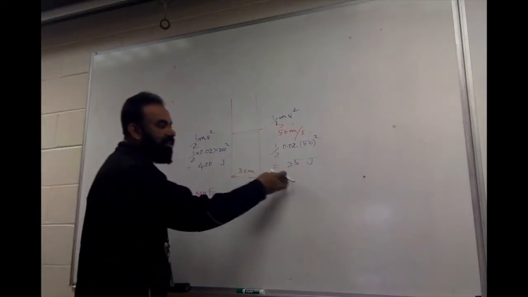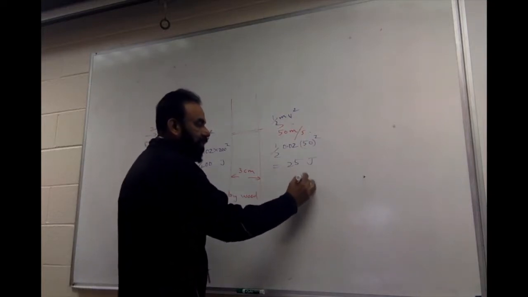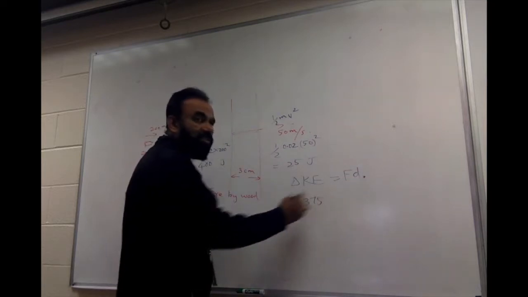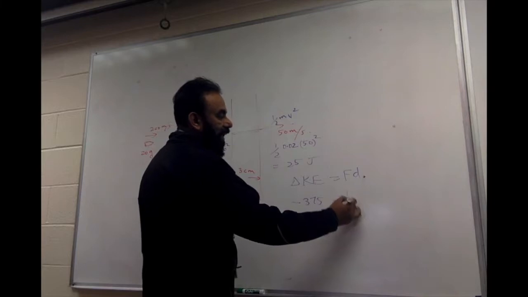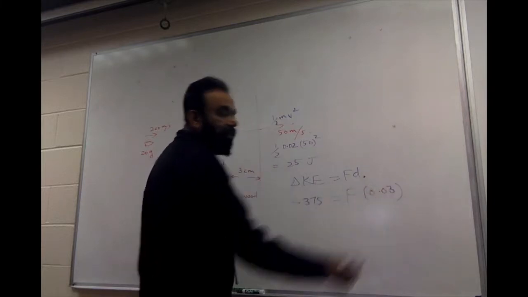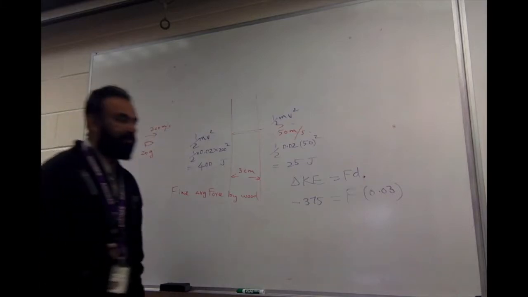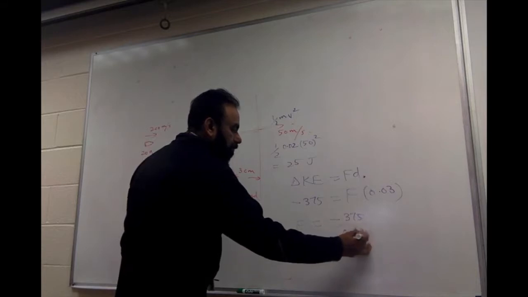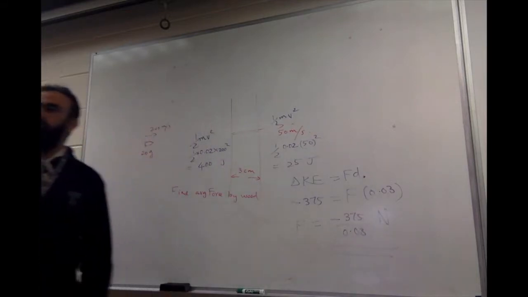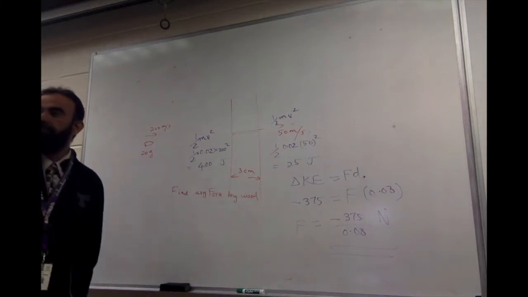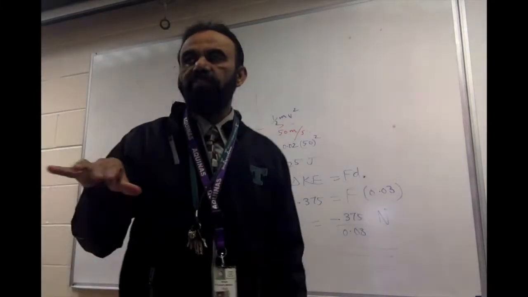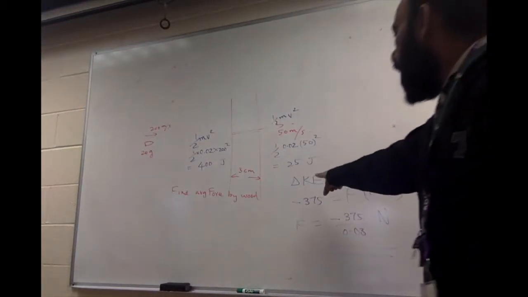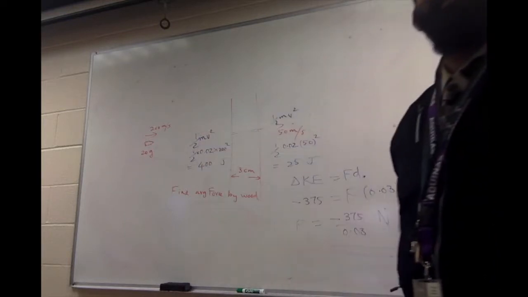Now what is the change in kinetic energy? You can see that. What is the change? Minus 375. Minus 375 is the change in kinetic energy, and that is equal to F times 0.03. And then you can find the average force from there. You got to take care of everything. Centimeters to meters, grams to kilograms. Why is it negative, sir? Final minus initial. Final is this, initial is this. Oh, okay.